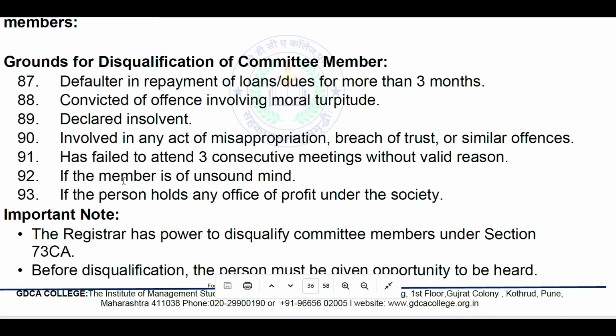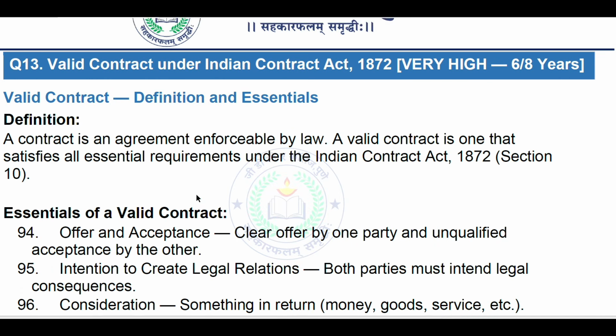Important note: the Registrar has power to disqualify committee members under Section 73CA. Before disqualification, the person must be given an opportunity to be heard.